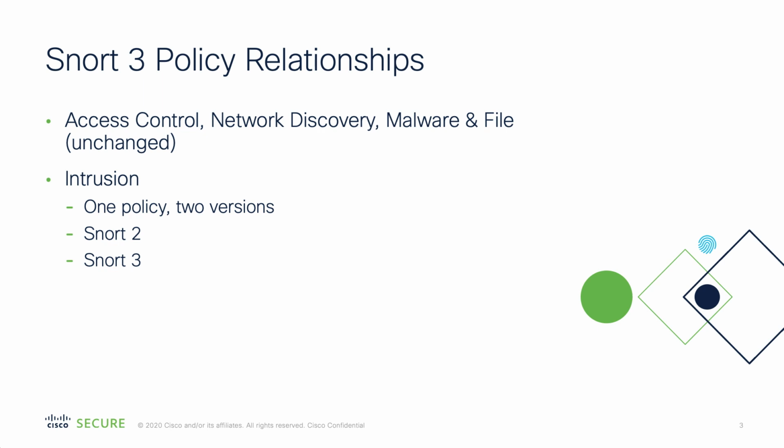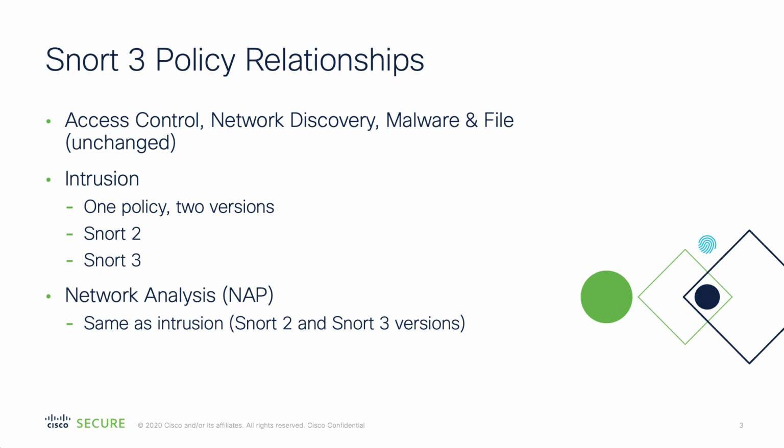When you upgrade, any policies you had previously existing, you'll have the same number of policies you had, but now you'll have a Snort 2 and Snort 3 version of that policy. So for network analysis policy, it's the same. You will have two versions. If you had network analysis policies previously, you'll now have a Snort 2 and a Snort 3 version. If you have previously customized your network analysis policy, those customizations will not be migrated. The settings in your new Snort 3 network analysis policy will be inherited from your base policy configuration.